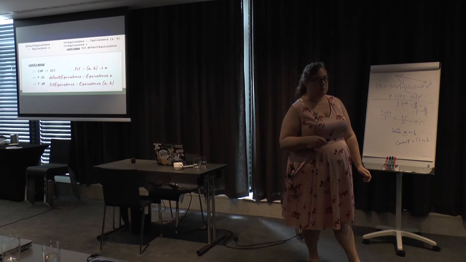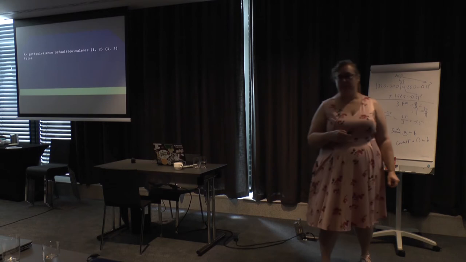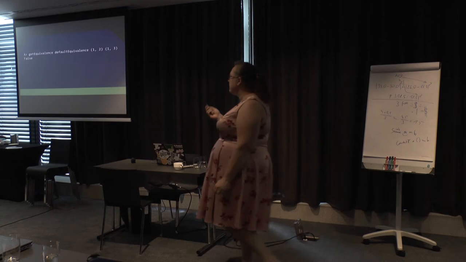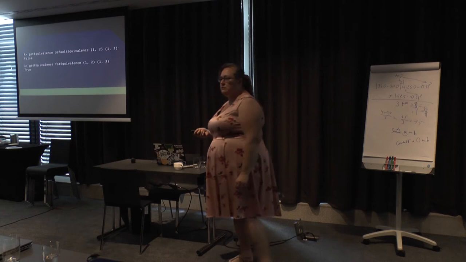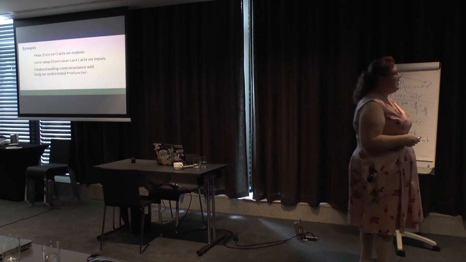Awesome. So we can see that if we compare two tuples with just default equivalence, those two tuples are not equal, right? Because this is just default equivalence, and so we would default to the normal tuple equivalence, and since the 2 and 3 are not equal, we would get false. But if we use first equivalence, now they're equal, because their first elements are equal. Everybody with me? You all are so with me. This is great.